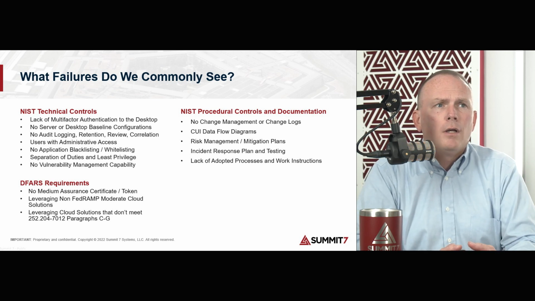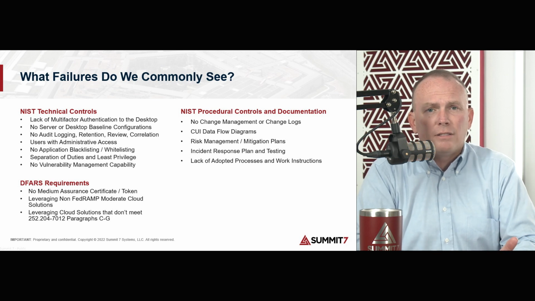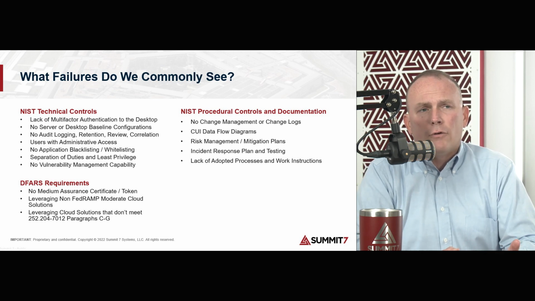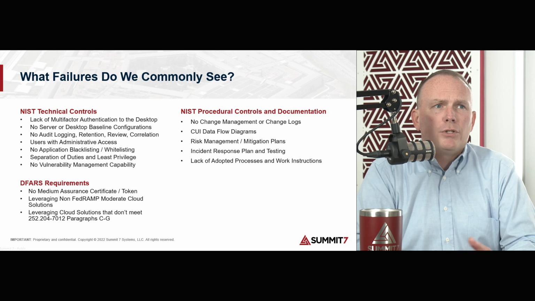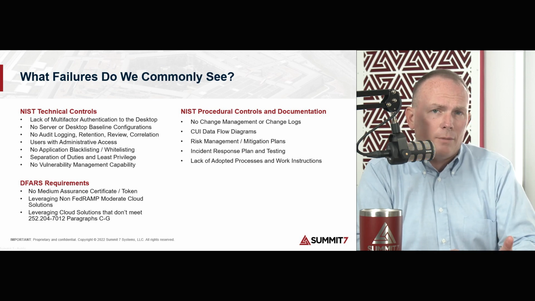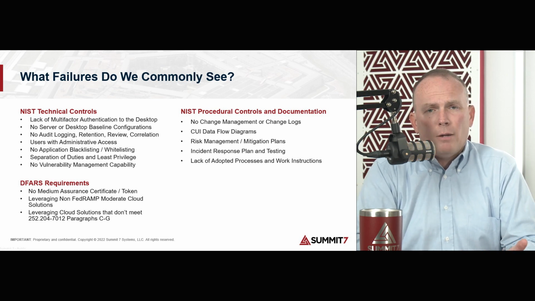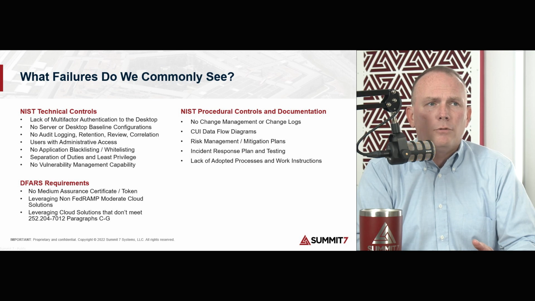Do you have multi-factor authentication on everything, all the way down to the desktop within your security boundary? Do you have vulnerability management in place? Are you doing vulnerability scans and vulnerability remediation? Do you have users that have full administrative access to their desktops, even though they should not be privileged users? That's a problem, and that's the thing that a lot of people deal with.